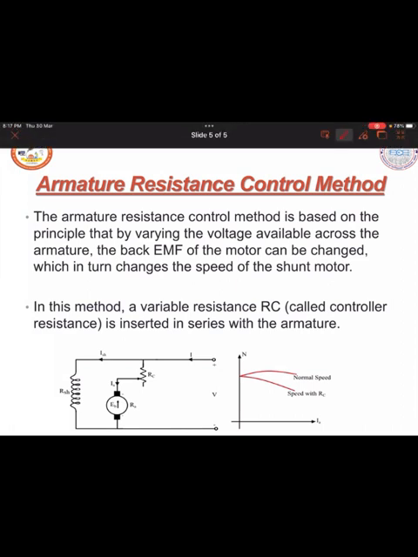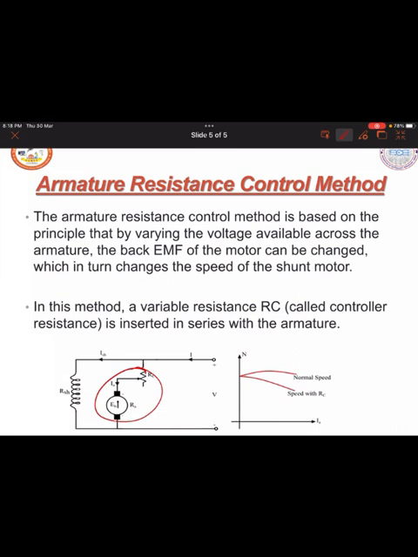Next one will be the armature resistance control method. This is another method by which we can control the speed of the DC shunt motor. Compared with the previous flux control method, where we connected an external resistance in series with the field winding, here, since it is an armature resistance control method, we are connecting an additional rheostat in series with the armature. So how can we control it? Whatever the voltage available across the armature, by varying that we can vary the EMF.